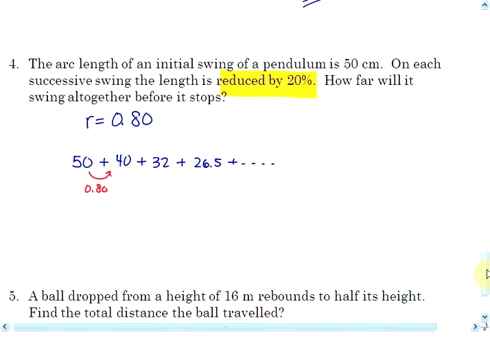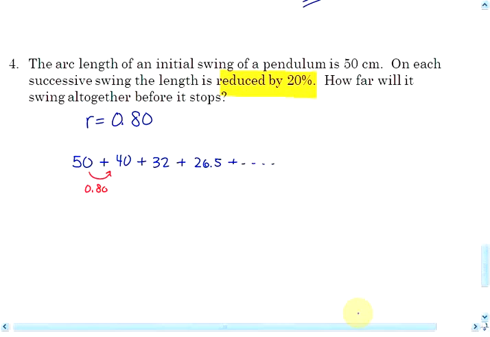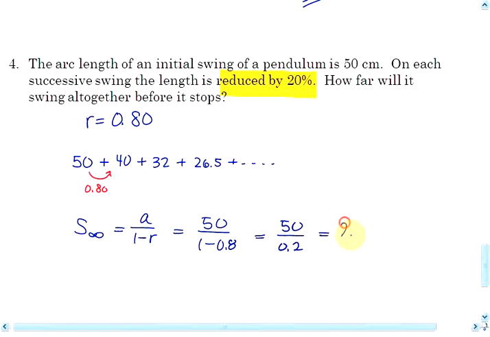So because this is a convergent series, we can use the formula. The sum of the infinite series is a over 1 minus r. A is 50, 1 minus 0.8, and that is 50 over 0.2, which works out to be 250 centimeters. So this pendulum will swing a total of 250 centimeters before it comes to a stop.